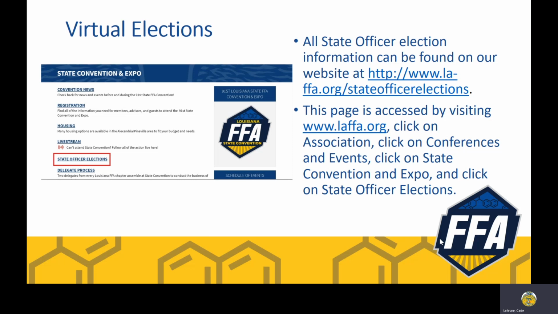On the Association tab, you'll scroll down and click on Conferences and Events, find the State Convention and Expo page, and then on the Convention and Expo page, you'll see a new link that says State Officer Elections. When you click on that button, it'll take you to the new web page that is specific for the election process and will have all the information that you'll need to know.